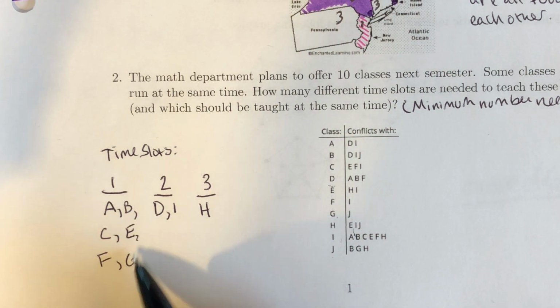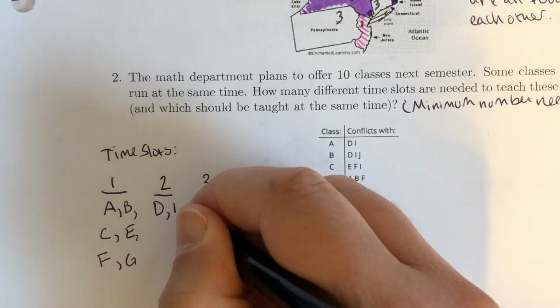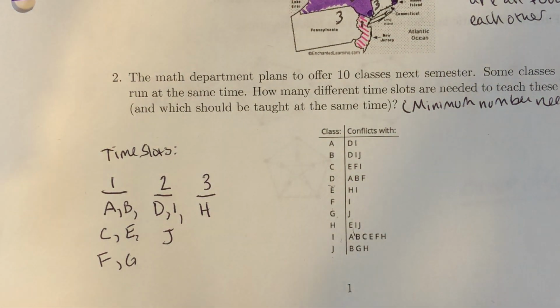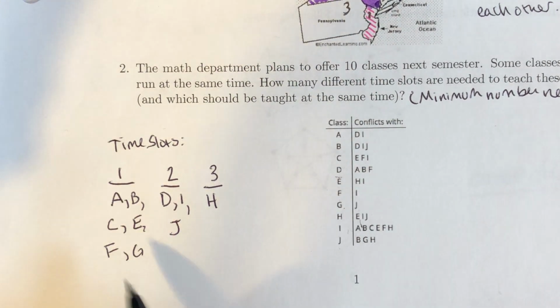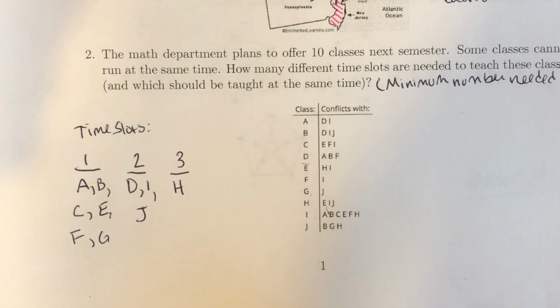Well, B and G are in the first time slot, and H is in the third, but there's no conflicts here in the second time slot, so I'll put J here. All right. Now, again, guess and check was enough here. We were able to split it up into 3 time slots, but how do we know that that's minimum? How do we know that it's impossible to do it in any fewer?